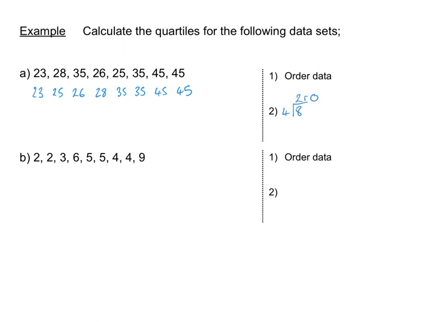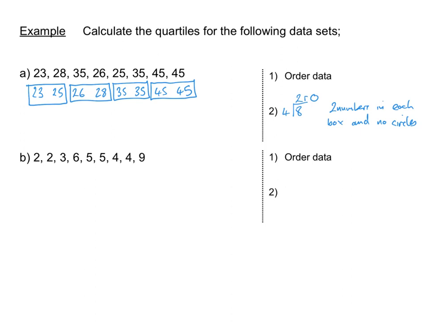What that means is I have 2 numbers in each box and no remainder, so no circles. So what I'm trying to do is get my data split so I have 2 numbers in each box. Remember, it's quartiles, so I'm going to have 4 boxes: 2 numbers in the first box, 2 numbers in the second box, 2 numbers in the third box, 2 numbers in the fourth box.